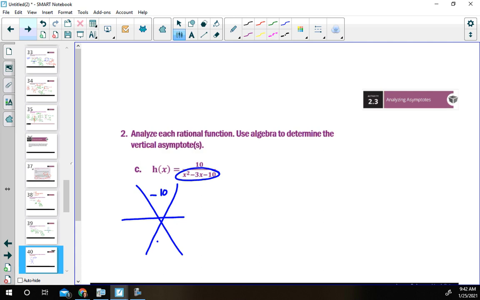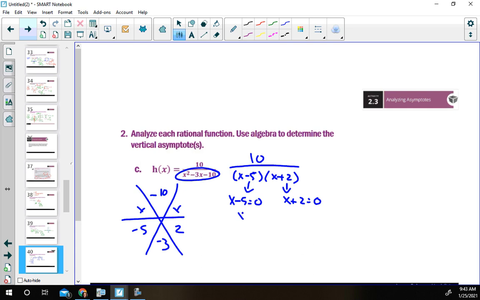All right, negative 10, negative 3, x, negative 5, 2. So x minus 5, x plus 2. So if I solve this one, I add 5 to get 5, I subtract 2 to get negative 2. So my vertical asymptotes will be at 5 and negative 2.